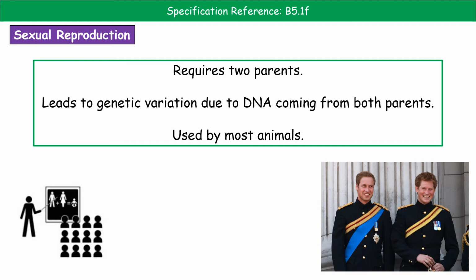We require sexual reproduction in order to reproduce, as do most animals. Now the key things about our sexual reproduction then, it requires two parents first of all, and because we've got DNA coming from both of those parents, we get genetic variation because the actual genes that we're going to be expressing are dependent upon what DNA we've inherited, so which two parents we actually have.